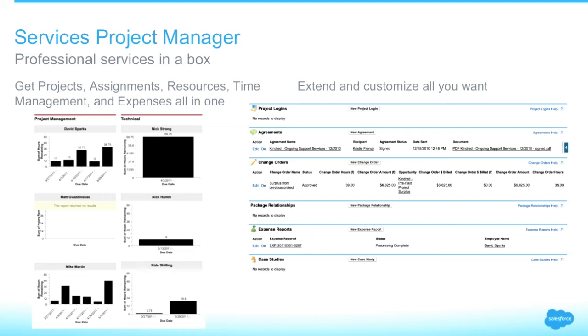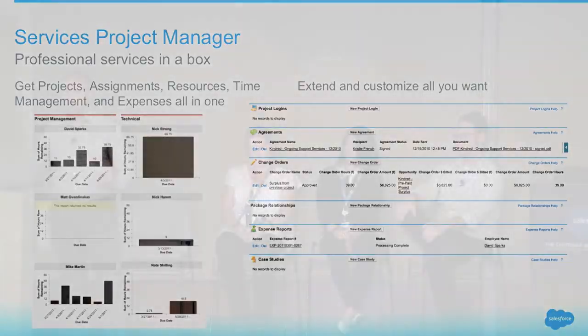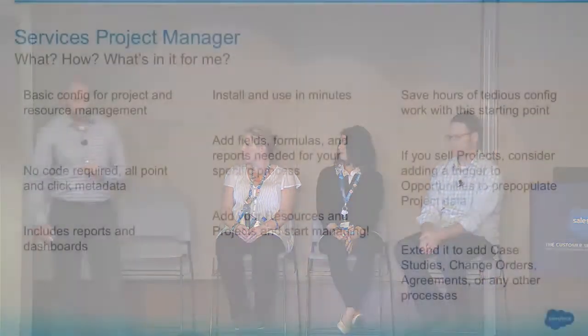So as you can see on the right, this is actually an example in an org where you can use it to track all kinds of other things about the project rather than just what comes out of the box, right? So there's DocuSign, or I think that was actually EchoSign at the time, agreements, change orders, relationships to other packages or project logins and case studies and all kinds of other things. So this is really just going to give you the nucleus of the stuff that you need to do project management, and then let you very easily extend it to build whatever else you need to do.